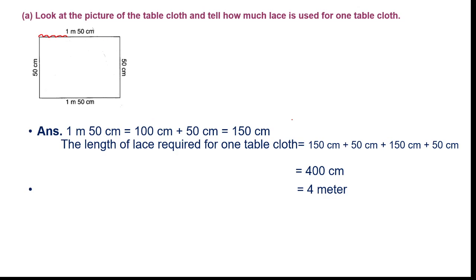After adding all the sides, what will you get? Here you can see what is written: 1 meter 50 centimeters. First we will convert it into centimeter. You all know 1 meter equals 100 centimeter. So 100 plus 50 equals 150 centimeter. The length of the lace required for one tablecloth, we will add all the sides. So the answer will be 400 centimeter, which equals 4 meter, because 1 meter equals 100 centimeter.